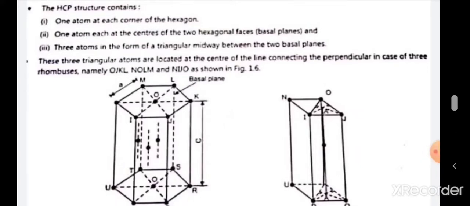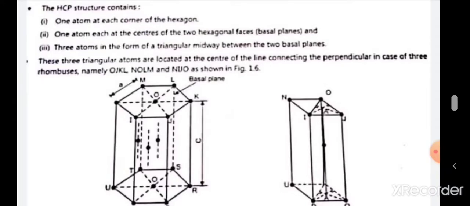If you see in the first diagram, there is one atom at each corner of the hexagon. Second is one atom each at the center of two hexagon faces. If you see in the first diagram, there are two faces of hexagon. First is on the top side and second is on the bottom side. At the center of these two faces, each face contains one atom.